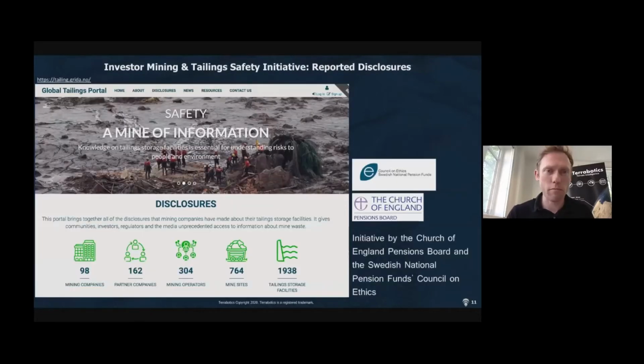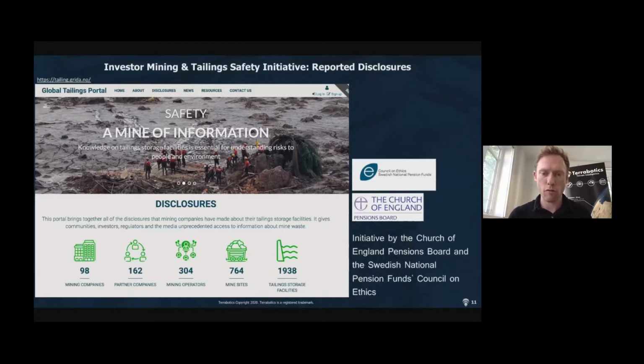So let me give you a quick case study of how this is actually being applied in practice. I'm sure many of you are very familiar, I'm sure it's been mentioned throughout the week, with investor-driven initiatives, such as the Tailings Safety Initiative that was driven by the Pensions Board of the Church of England and the Council of Ethics of Swedish National Pension Funds. So they have driven disclosures, forced mining companies, in fact, within the last year to disclose the location of their tailings dams around the world.